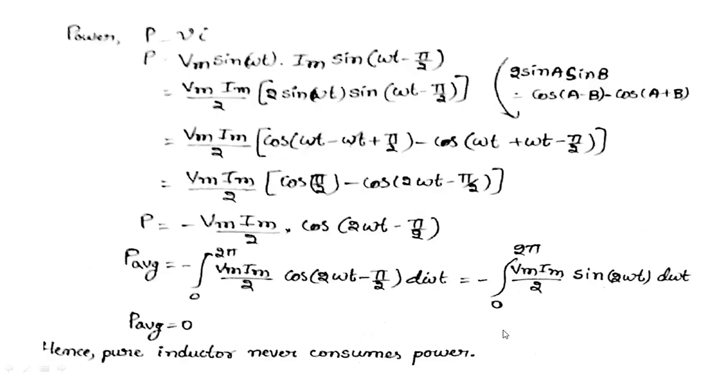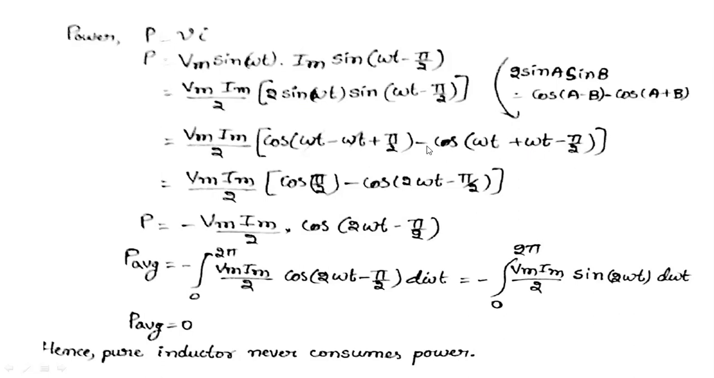From the waveforms, I know the voltage and I know the current. Then I want to find the power. Power equals V times I, the instantaneous voltage times the instantaneous current. Power equals Vm sin omega t times Im sin of omega t minus pi by 2. Simplifying, this is Vm Im by 2 times 2 sin omega t sin of omega t minus pi by 2.